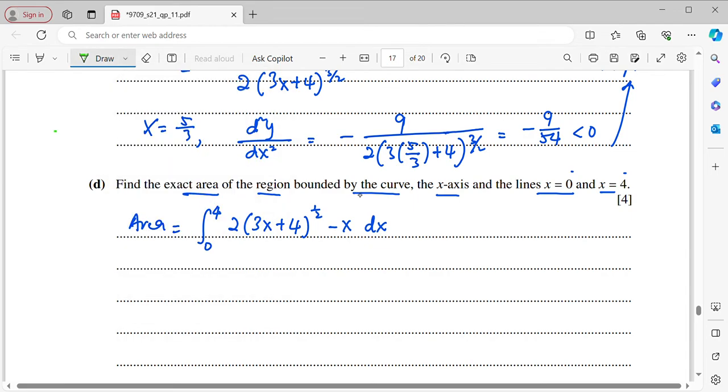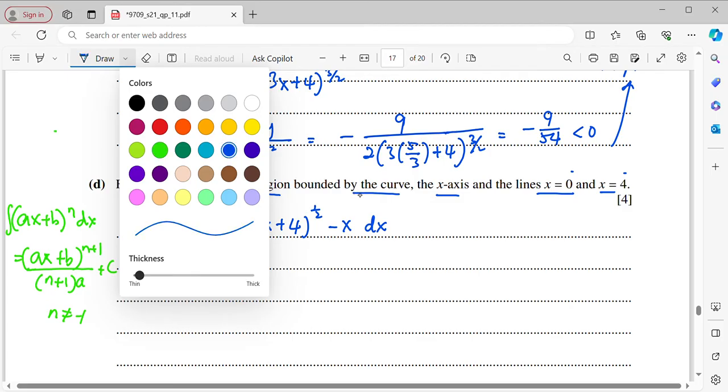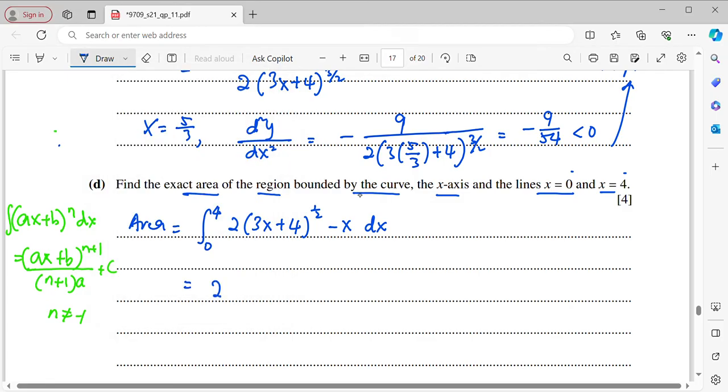So when you integrate, let's say you need to integrate this. We will use (ax + b) to the power of n plus 1 over n plus 1, and then divided by a, when you differentiate ax + b, then plus c, provided n is not minus 1. Then from here, I will just take out the 2, and now for my integration of (3x + 4) to the power of half, I will get (3x + 4) to the power of half plus 1, which is 3 over 2, then divided by 3 over 2, differentiate 3x + 4 is 3.